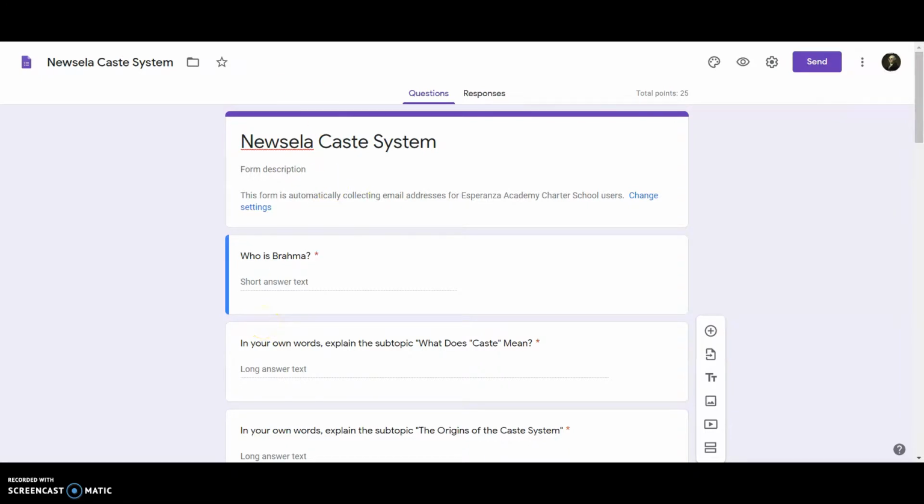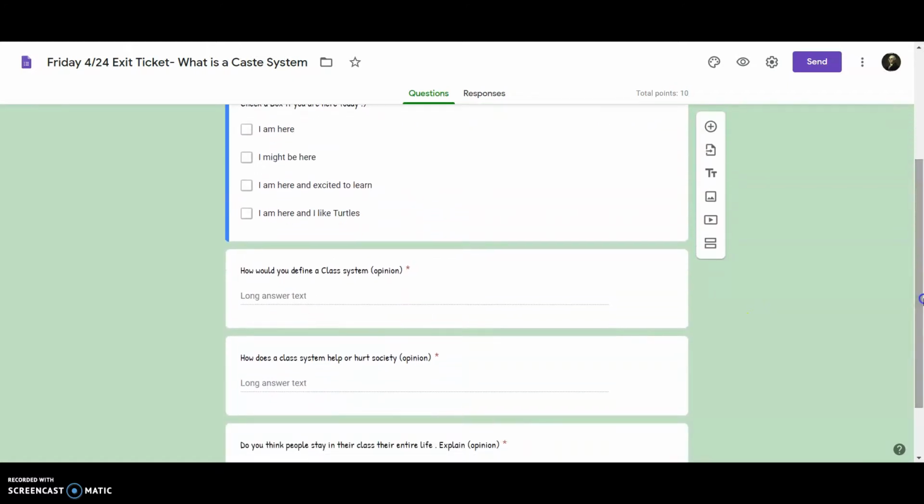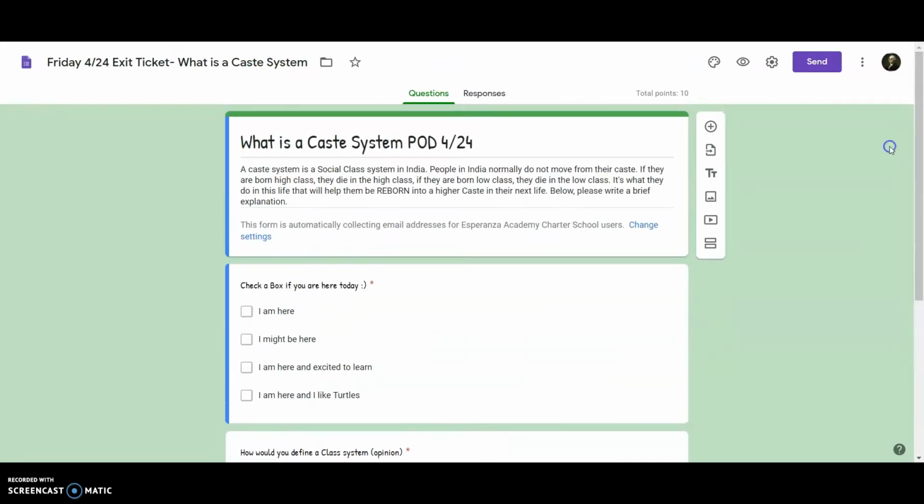All right. So once you're done that, then you're supposed to do this exit ticket here. Let me know if you're here. You might be here. You're here and excited to learn. You're here and you like turtles. So you're going to check one of those boxes or all those boxes. Then you're going to answer this question: how would you define a class system? And how does the system hurt or help society? And do you think people stay in their class? So just answer these 3 questions for your exit tickets. This is 10 points, and then you're done. And you'll hit submit, and you're all good.